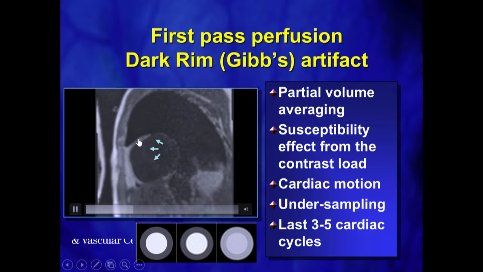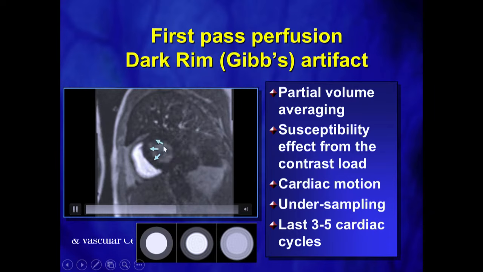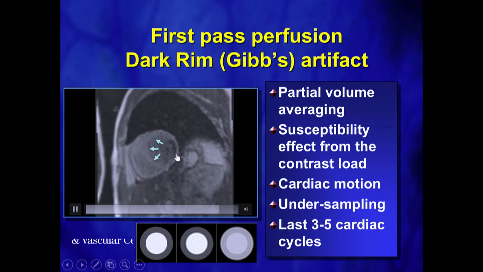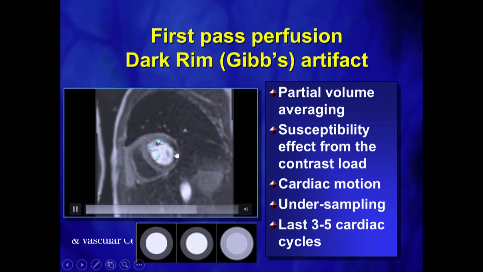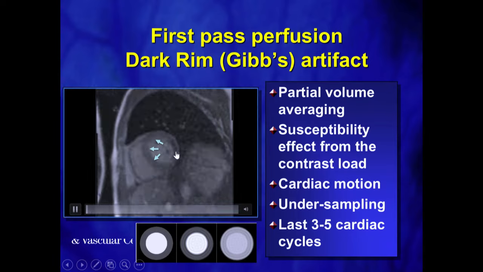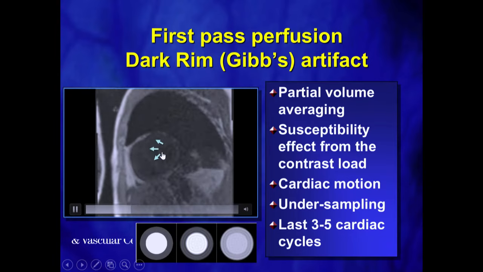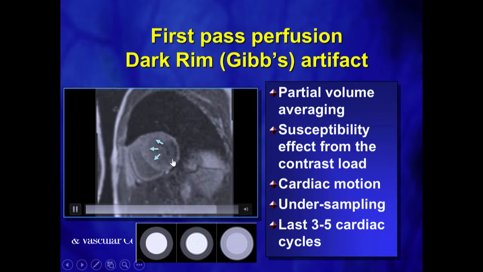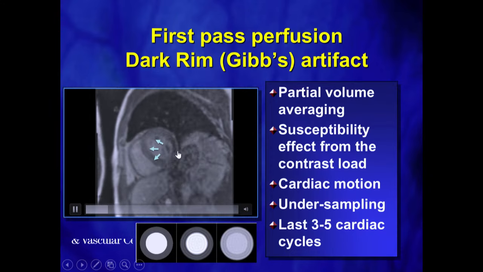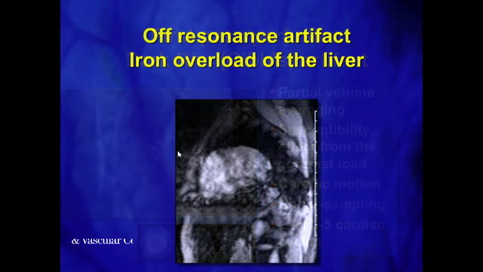In this case, you can see that these areas that are black go away, but this area that appears more hypodense looks like a true perfusion defect rather than an artifact because it's a little bit more dense, and number two, it actually lasts beyond certain cardiac cycles. So in one image, you can detect what a false positive perfusion defect is versus a true perfusion defect on this first pass perfusion imaging.